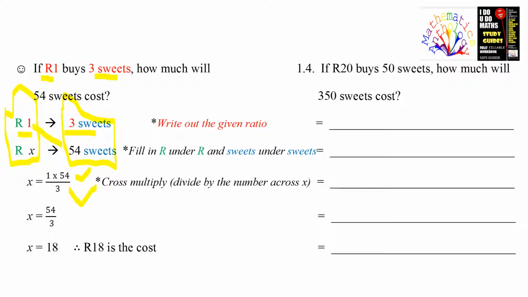So x will equal 1 times 54. You take the 2 across from each other that we know, that goes on top. So 1 and 54. 1 times 54 goes on the top. The 3 that's on its own goes at the bottom. So 1 times 54 over 3 will give us x. So 1 times 54 is 54, divided by 3 will give us 18. So if 1 rand buys 3 sweets, how much will 54 sweets cost? 54 sweets will cost 18 rands. Okay, this is by using cross multiplication.